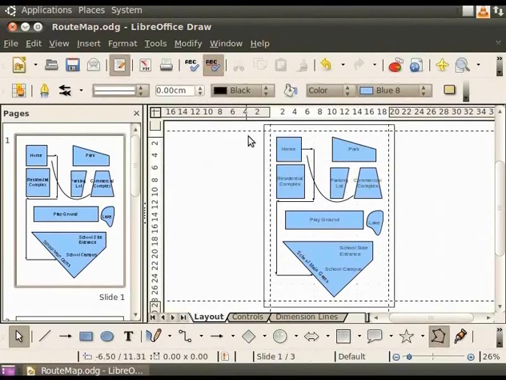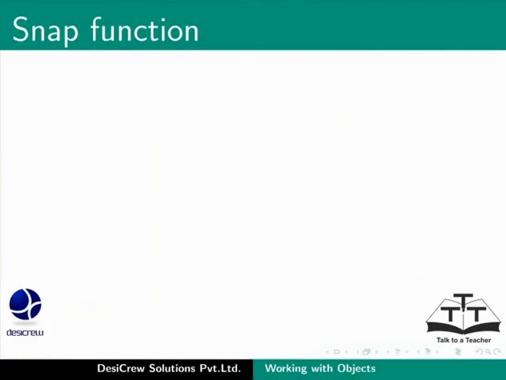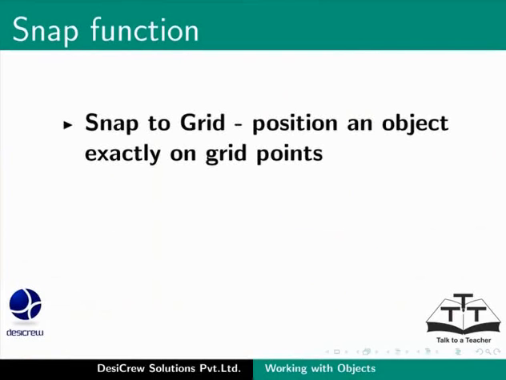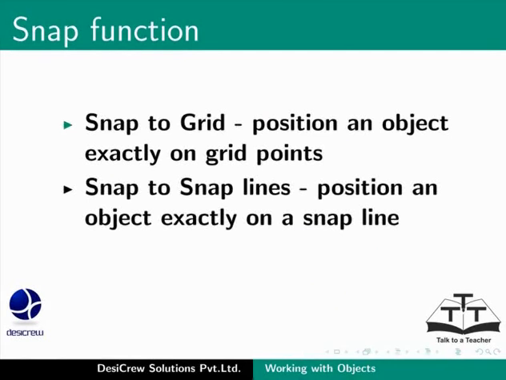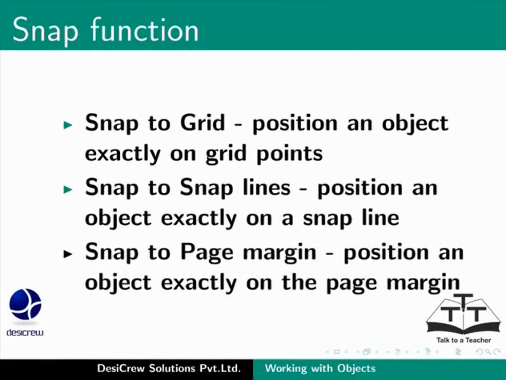The horizontal and vertical snap line functions like the X and Y axis on a graph. Within these 2 axes, you can position objects exactly. You can use the snap function along with the grid lines to position objects accurately. You can also snap to grid, position an object exactly on grid points. Snap to snap lines, position an object exactly on a snap line. Snap to page margin, position an object exactly on the page margin.